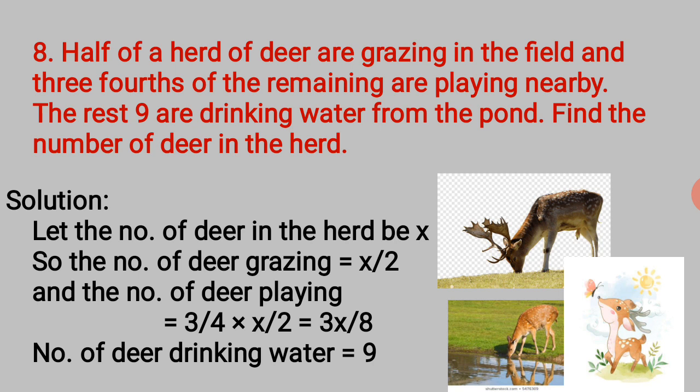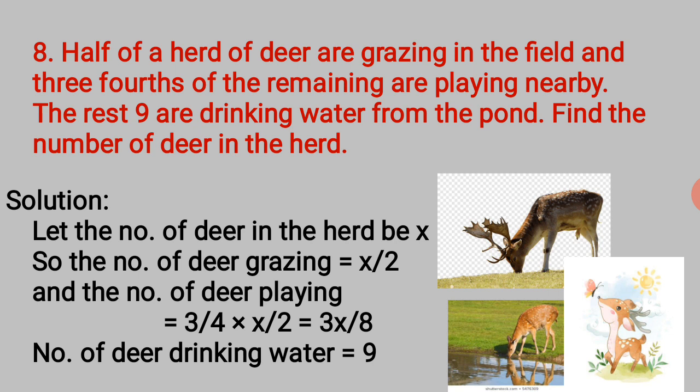The rest 9 are drinking water from the pond. So there are this number of deer, that is 9, they are drinking water from the pond. So you can understand there are 3 activities going on. One, grazing, the next is playing, and the third one, drinking water. Find the number of deer in the herd. The total number of deer that are there in the herd is to be calculated.